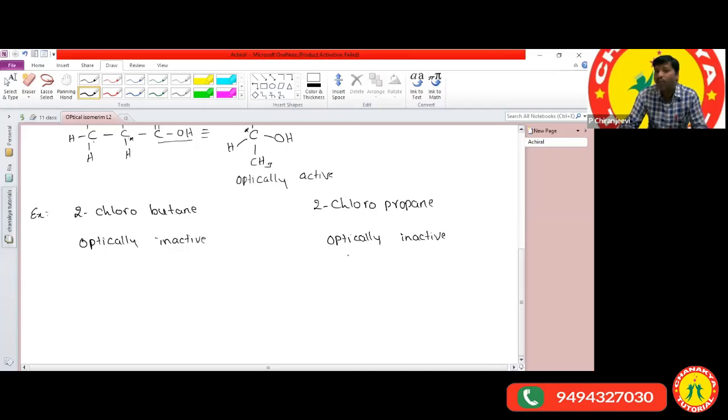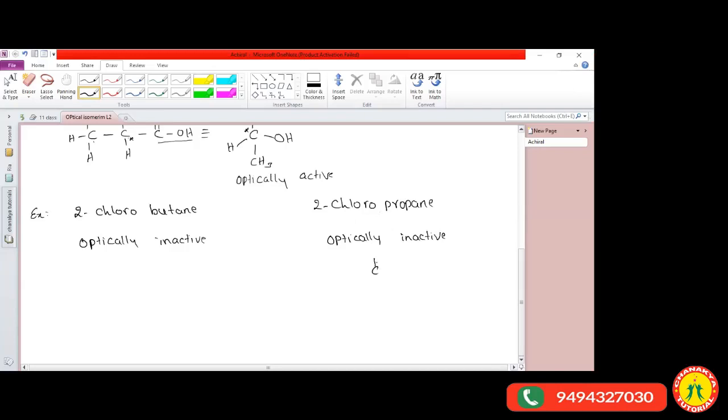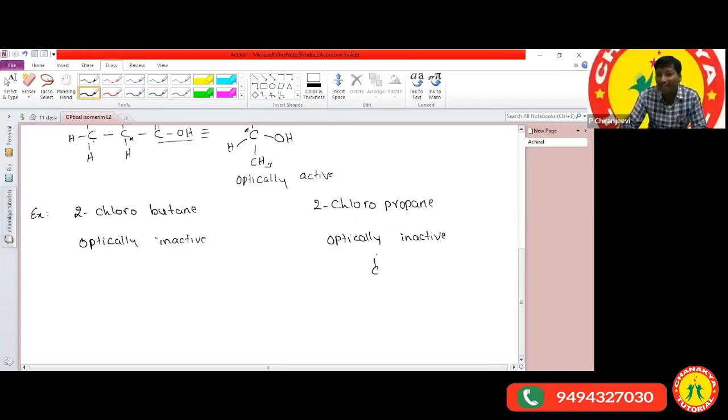Sir, if anyone is having doubt, once you check it out, I'm going to draw the structure of 2-chloropropane. So the first one is optically active. Very good, Aditi. First one is optically active.